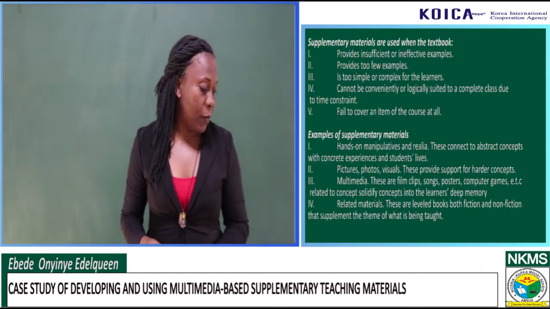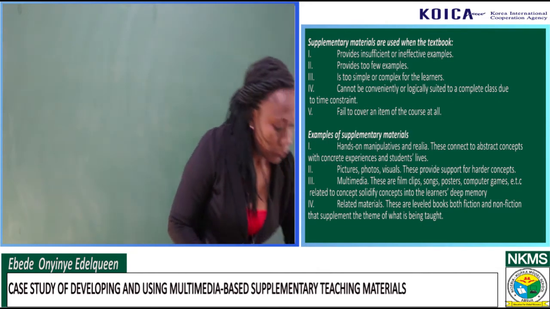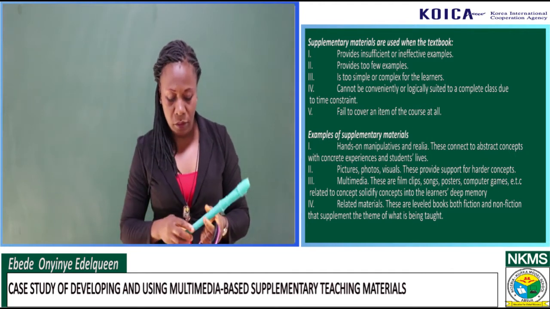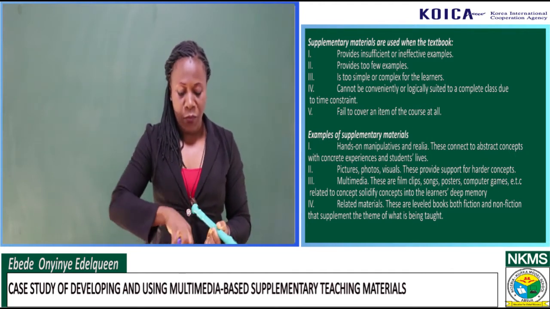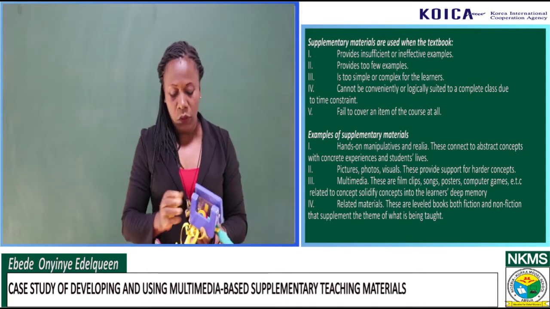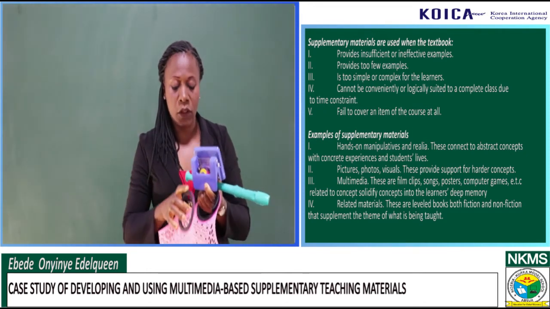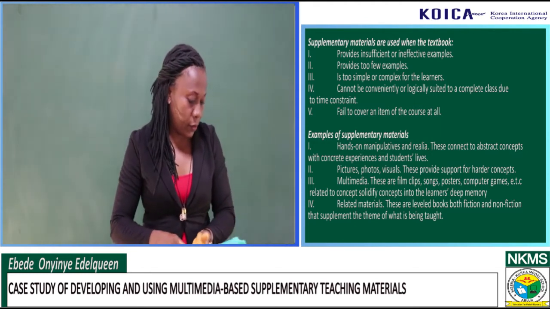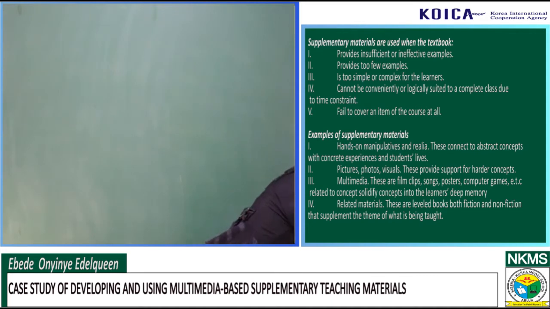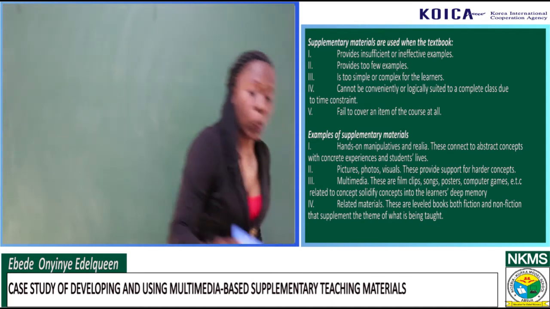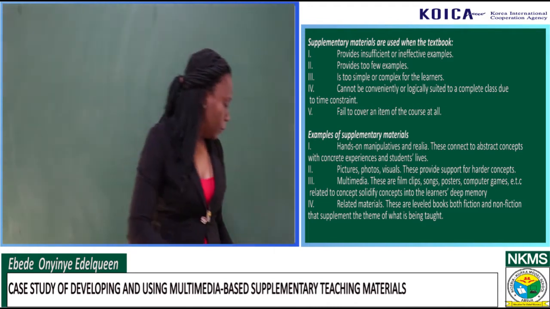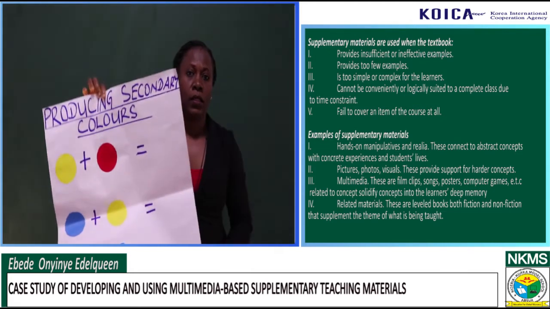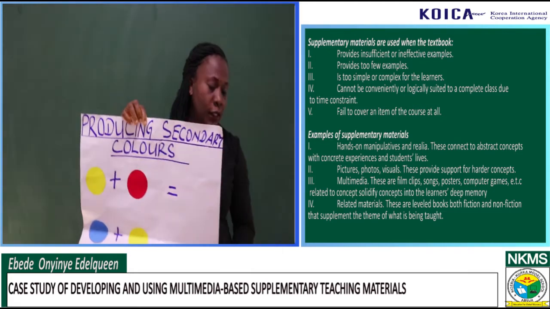And I have some of the supplementary teaching materials here. These are the real objects. I have the flute, I have the perforator, I also have the flowers, and I also have a basket. These are the supplementary teaching materials, the real objects. And I also have some shapes of different colors, and I also have a chart. These are the supplementary teaching materials.